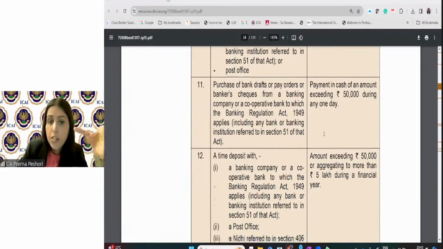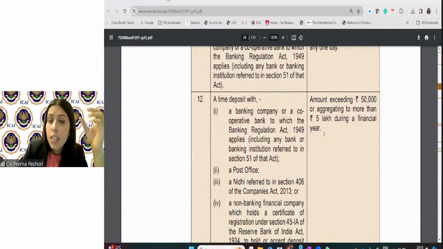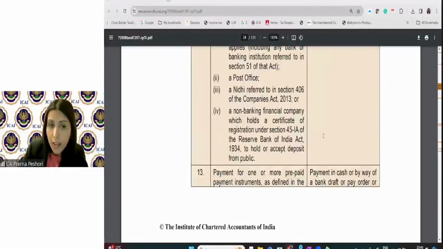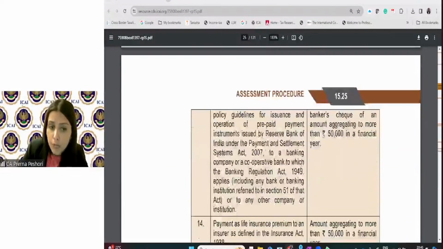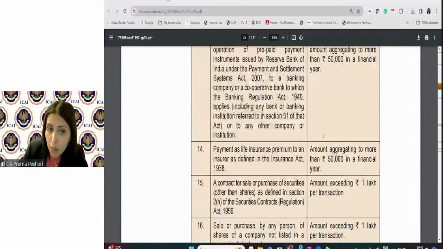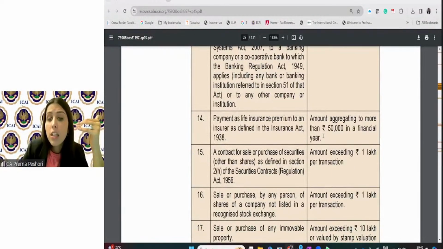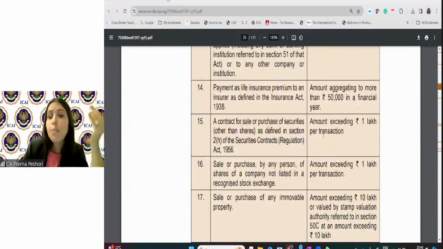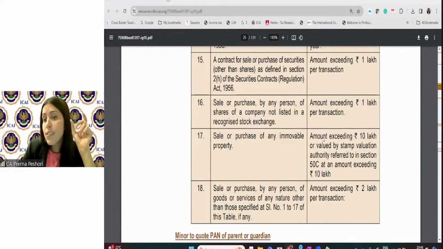A time deposit, fixed deposits, recurring deposits where the amount is more than 50,000 at one time, or more than rupees 5 lakh during the financial year. Purchase of prepaid instruments more than 50,000. Purchase of LIC more than 50,000. Contract of sale or purchase of securities more than 1 lakh. Sale or purchase in the stock market of more than rupees 1 lakh. Sale or purchase of immovable property exceeding rupees 10 lakh, where the stamp duty value exceeds 10 lakh. Or sale or purchase of any goods exceeding rupees 2 lakh, you are required to obtain the PAN. You are required to quote the PAN in these transactions.